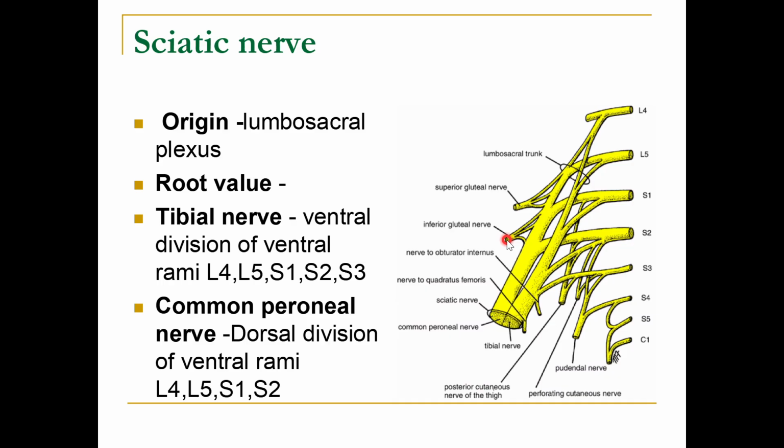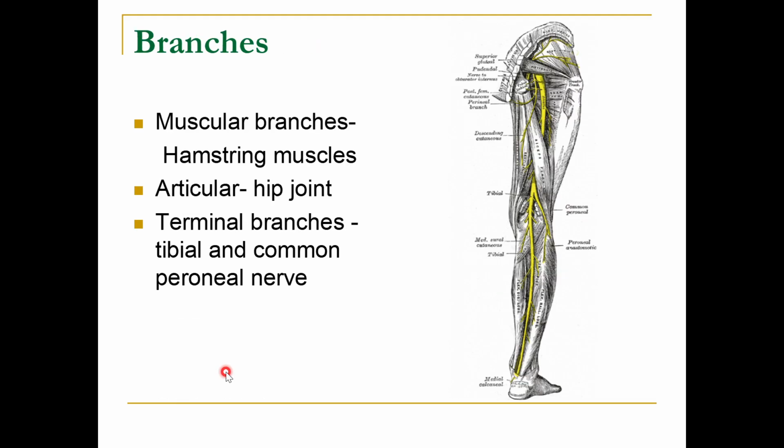Coming to the anatomy of the sciatic nerve. The sciatic nerve arises from the lumbosacral plexus. The root value is, it has two components, the tibial component and the common peroneal component. The tibial nerve is from the ventral division of the ventral rami L4, L5, S1, S2 and S3, and the common peroneal nerve arises from the dorsal division of the ventral rami L4, L5, S1 and S2. So these are the two components of the sciatic nerve.